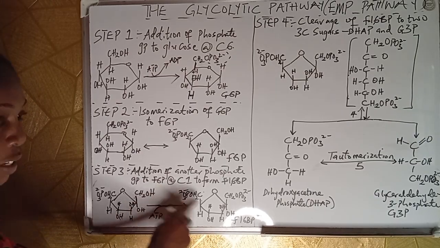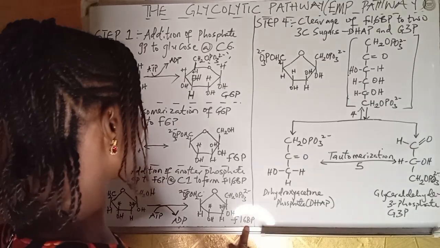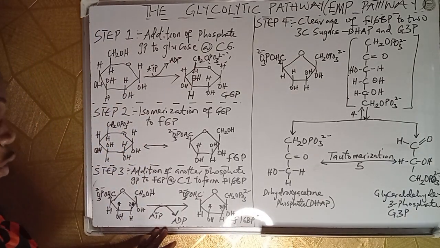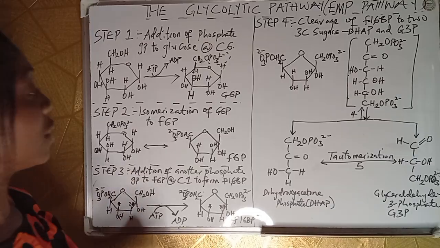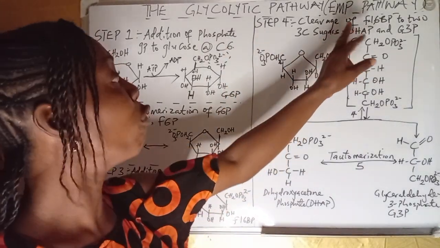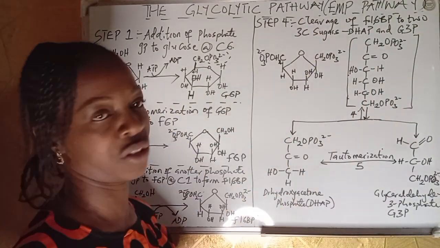So fructose 6-phosphate becomes fructose 1,6-bisphosphate, catalyzed by the enzyme phosphofructokinase. And then we go to step 4, we see the cleavage of fructose 1,6-bisphosphate to 2 3-carbon sugars.